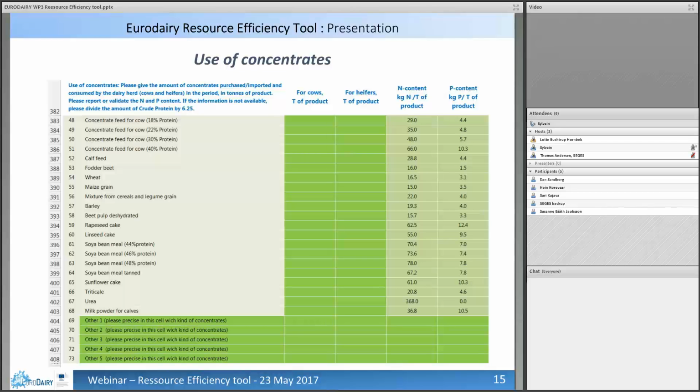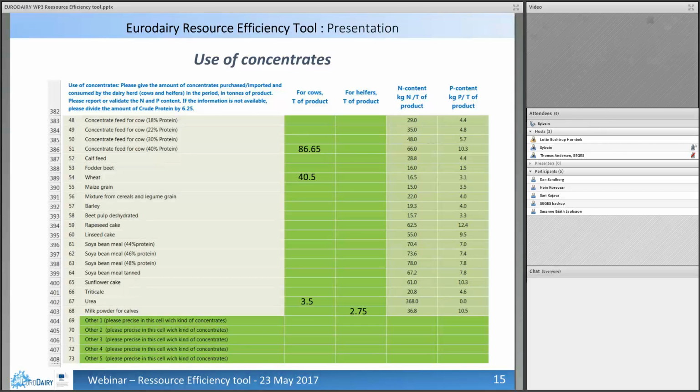So you can find several types of concentrates. The typical concentrate feed for cows with 18% of protein till 40% of protein, the cold feed, the fodder beet, wheat, maize grain, and so on. You can find the soybean with 44% of protein. You can find soybean maintained, the sunflower cake, and other things. So it's not in dry matter, but in total on the farm.